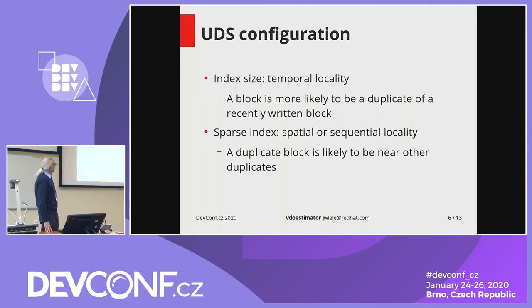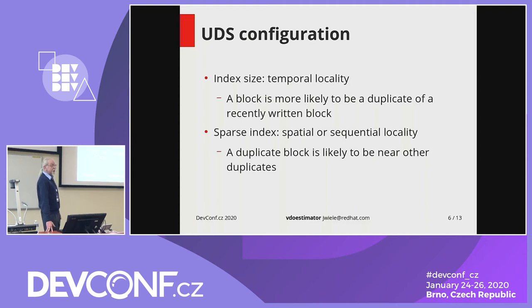The other thing is a sequential or spatial locality that's often found in real world data sets. That means that if one block is a duplicate, chances are a whole lot of blocks around it are also duplicates. So think big backup sets or container images, VM images, things like that. If you find one duplicate block, chances are there's a whole slew of duplicate blocks nearby. What that means is that not every hash has to be in the master index.